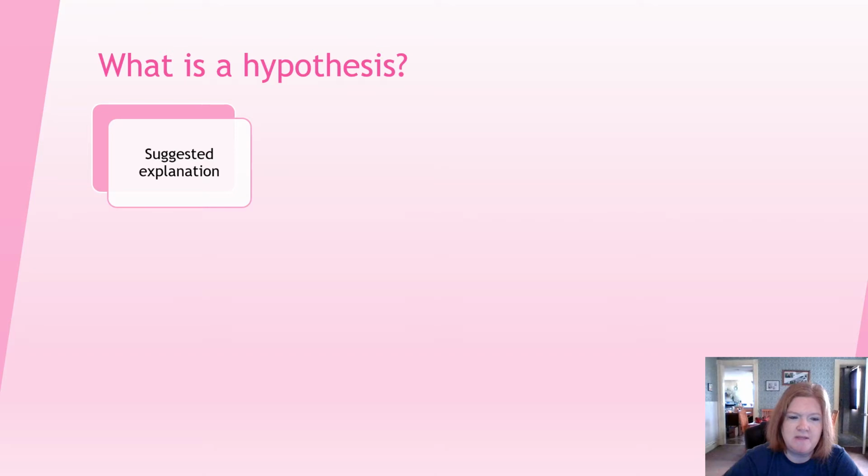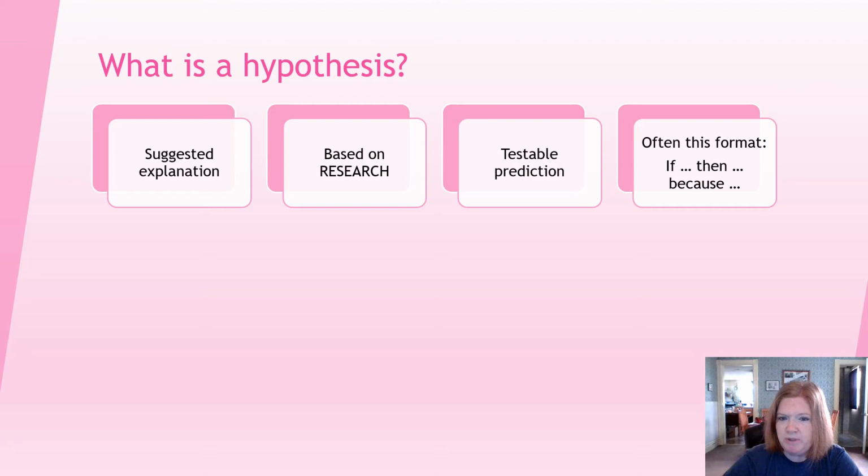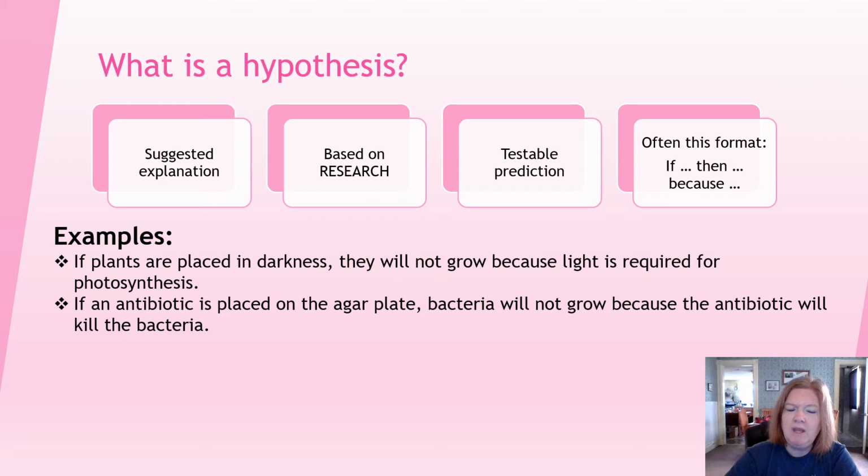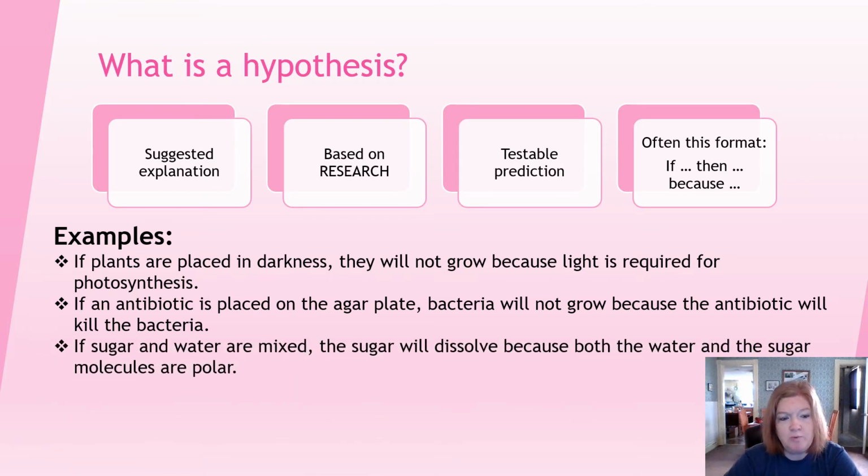All right, so what is a hypothesis? It's a suggested explanation. It's based on research. It's a testable prediction. So often in science classrooms, you'll find it in this format: if, then, because. So like, if plants are placed in darkness, they will not grow because light is required for photosynthesis. So it's not just simply making a random guess. If I put plants in darkness, they won't grow. I need the research piece of it. I need an explanation. Okay, it's a suggested explanation. If an antibiotic is placed on the agar plate, bacteria will not grow because the antibiotic will kill the bacteria. Again, it's saying what you think will happen, but it's providing an explanation as well.